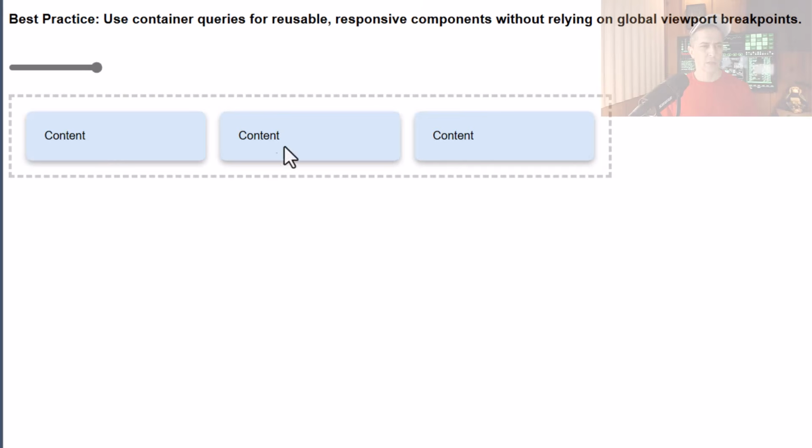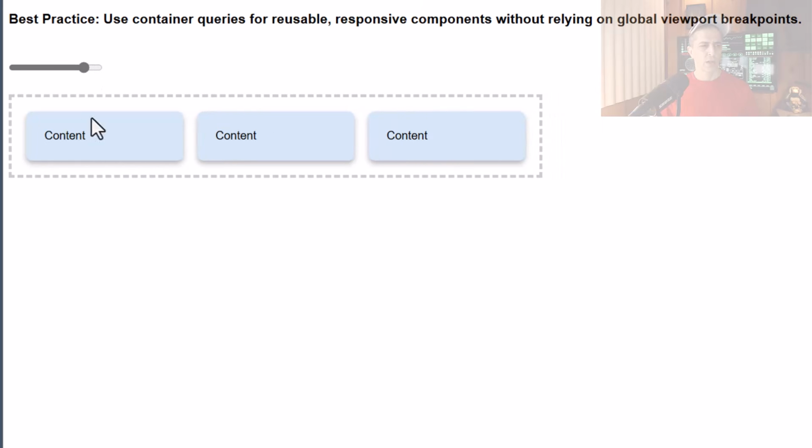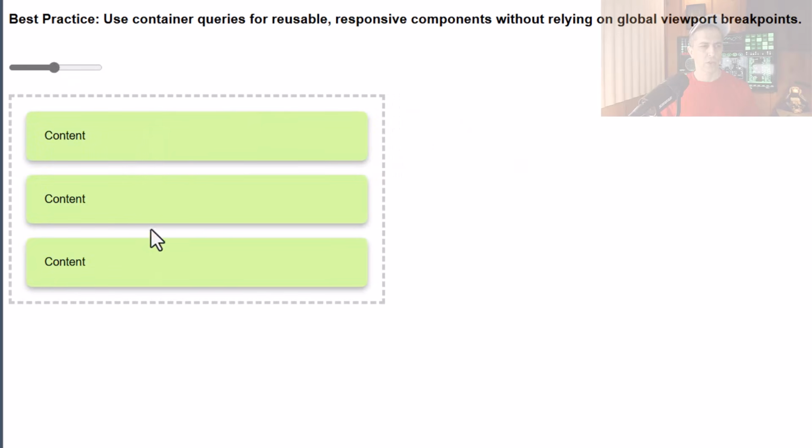So now let's see what that does. Let's refresh. Now when it gets smaller, it should turn to, see how they're all horizontal layout? Now when we get smaller, it changes to a vertical layout and changes background color.